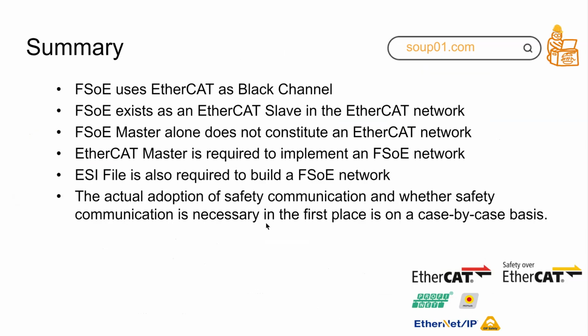Okay, let me give a summary. As a summary about FSoE, FSoE uses EtherCAT as a back channel, and FSoE exists as an EtherCAT slave in the EtherCAT network. What does that mean? It means that if you only have an FSoE master, you cannot build an EtherCAT network. An EtherCAT master is required to implement an FSoE network also. And the ESI file is also required to build an EtherCAT FSoE network.